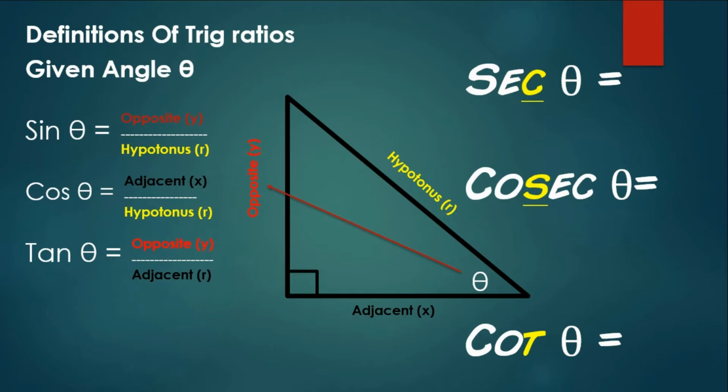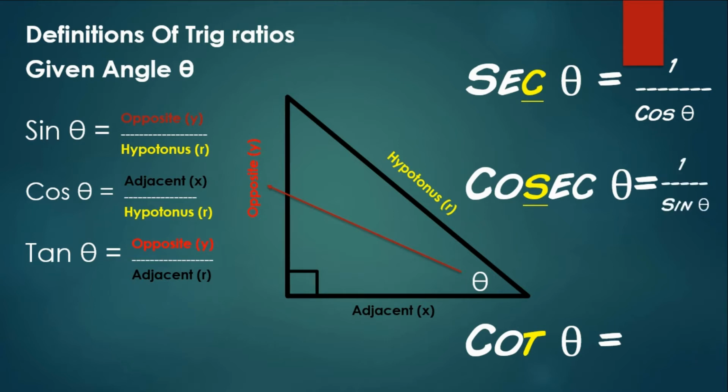It's cos, so meaning this one is 1 over cos theta. Now we're going to cosec. The third letter of the word cosec is S. Which trig ratio starts with S? It's sine. So meaning cosec theta is equal to 1 over sine theta.